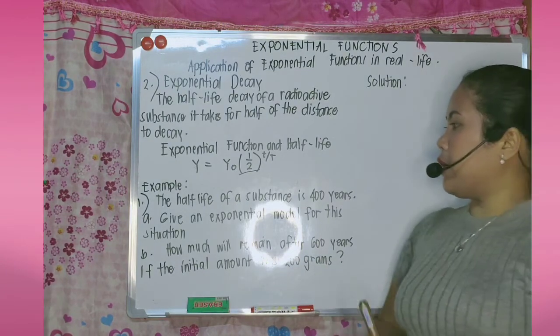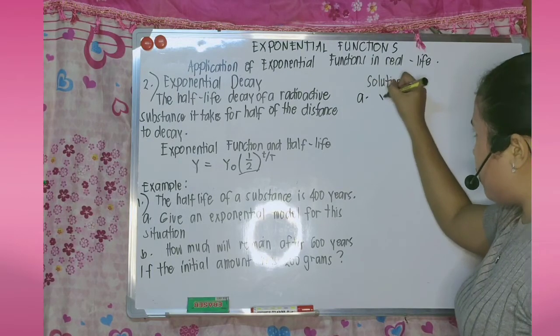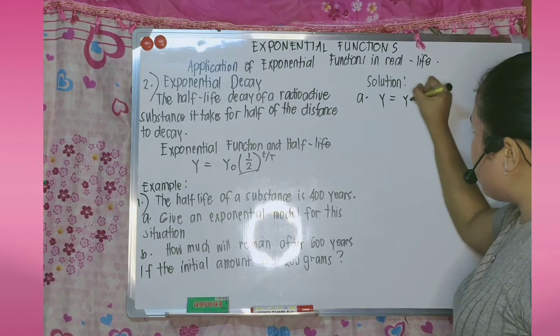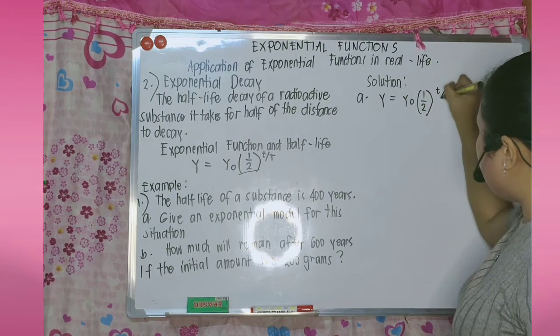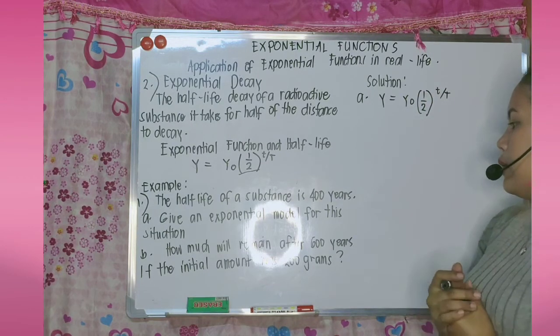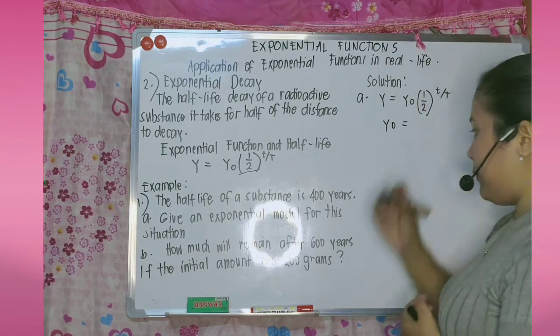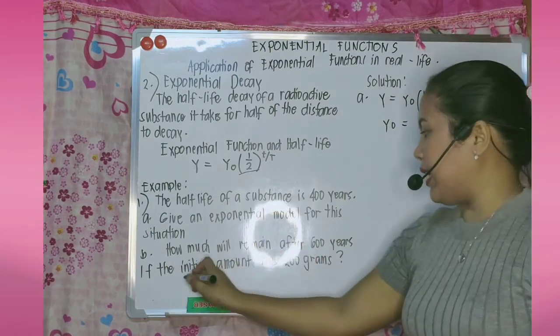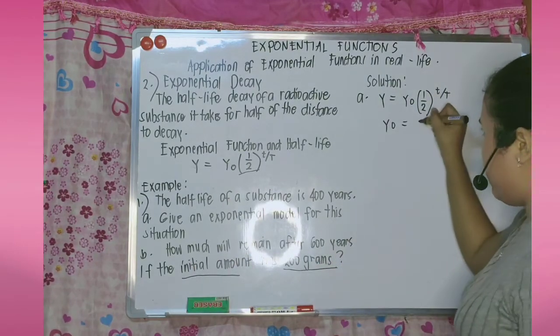Okay po? So, hahanapin natin yung sa letter A, the exponential model. So, y equals y sub 0 times 1/2 raised to t over T. Okay. So, ngayon, ano kaya yung value ng y sub 0 natin? Okay po. So, as you can see dito, nakalagay, initial amount ko as 200. So, therefore, ito po yung y sub 0 natin.